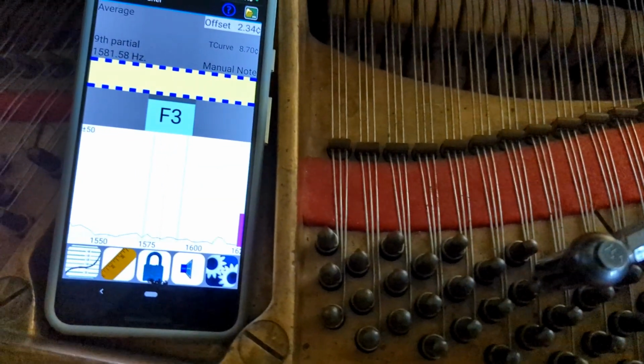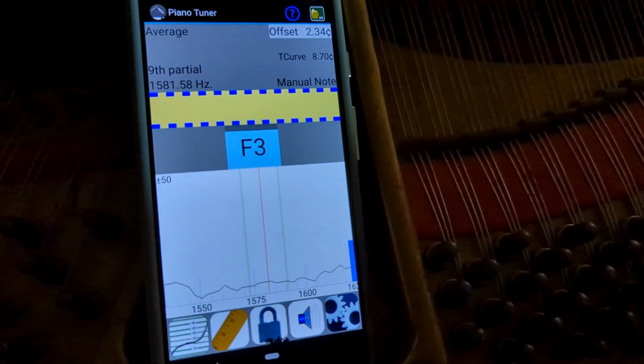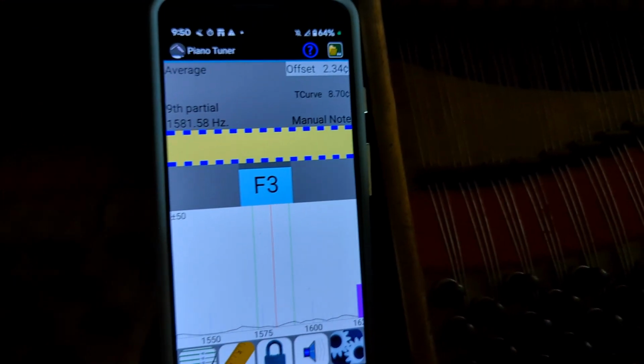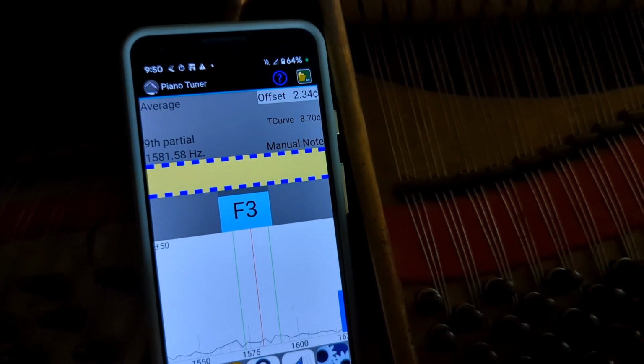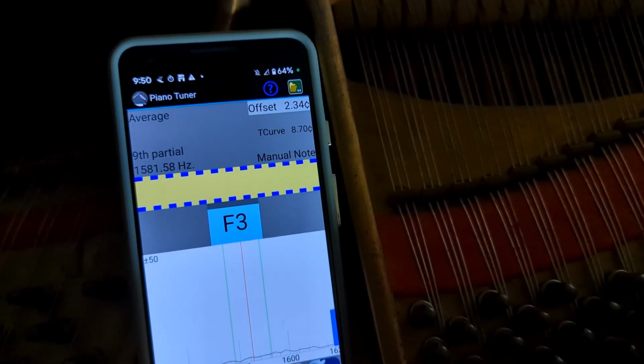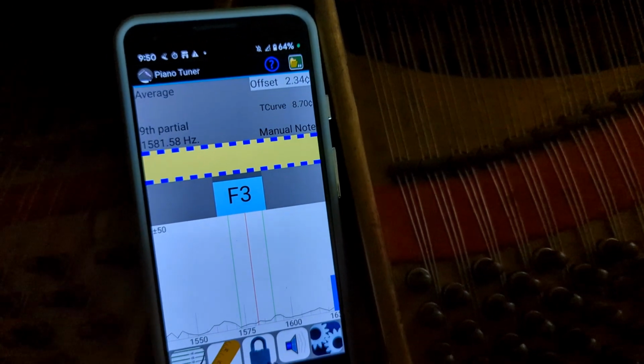So we can definitely see the higher up we get, the more noticeable the deviation. So by the eighth and ninth partials, it starts to be significant. But yeah, not as much of a difference in the major third as I would have thought.